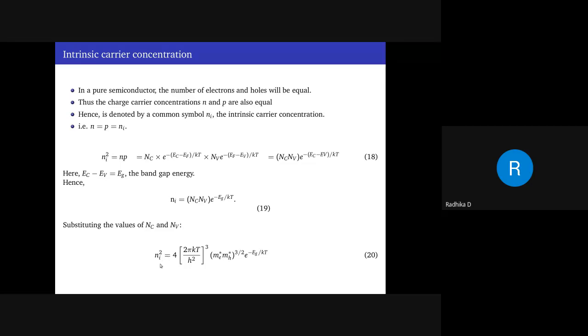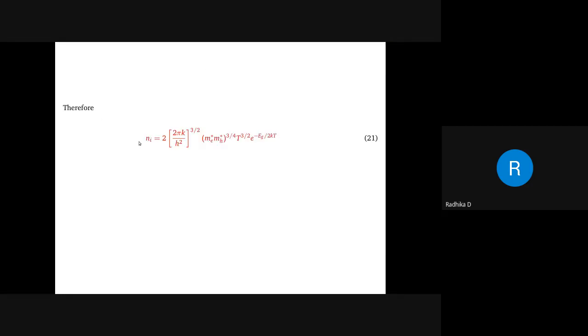If I want ni, the expression for ni, I should take a square root of this entire thing. So square root of 4 is 2. (2πk/h²) to the power of 3, square root if I take it becomes to the power of 3/2. There is a T cube, it becomes T to the power of 3/2. Here also there is a 1 by 2. If I take a square root, it becomes 3/4. Here it becomes Eg by 2kT. So this is the final expression for intrinsic carrier concentration ni in an intrinsic semiconductor.